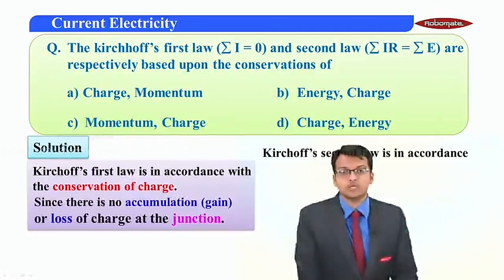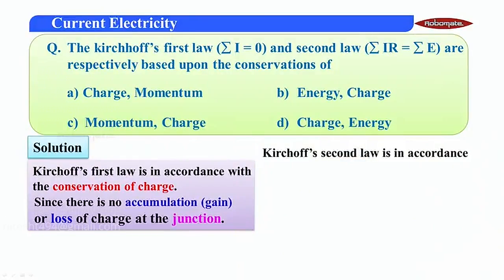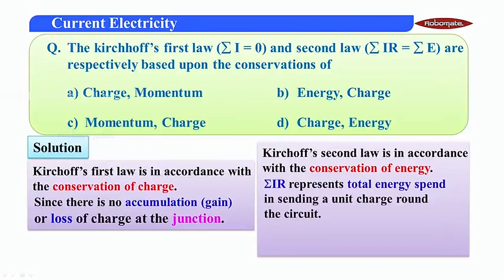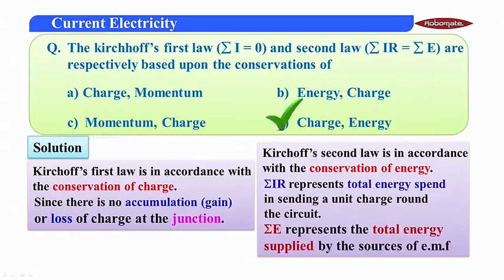Now let's talk about Kirchhoff's second law. It is purely in accordance with the conservation of energy. Why? It's very simple, dear students. Summation IR represents the total energy spent in sending a unit charge around the circuit, whereas summation E represents the total energy supplied by the sources of EMF. Hence, my correct option is option number D.